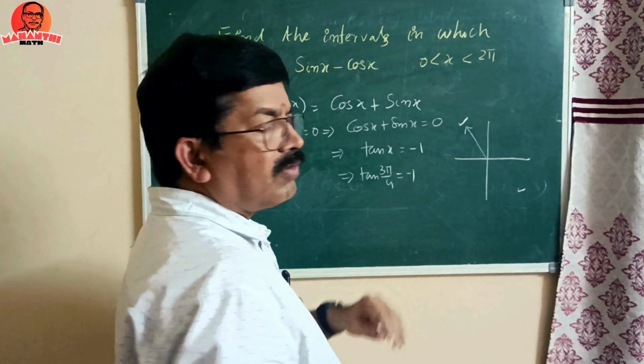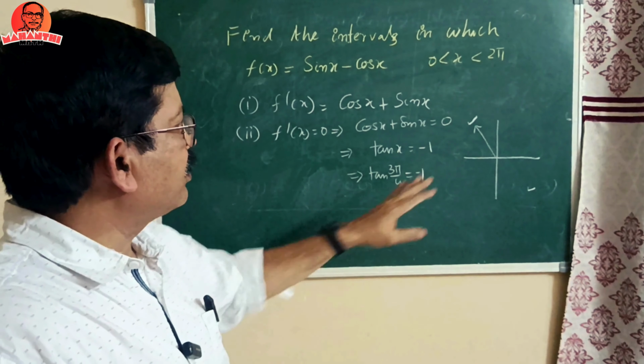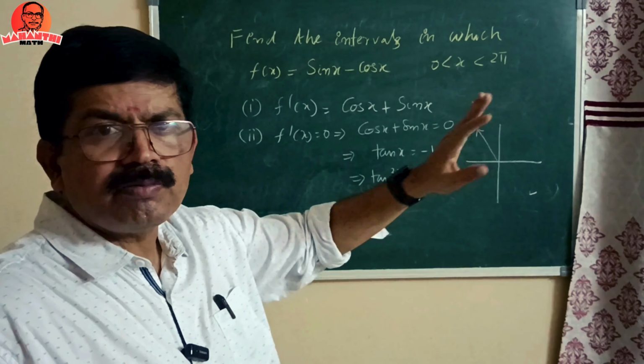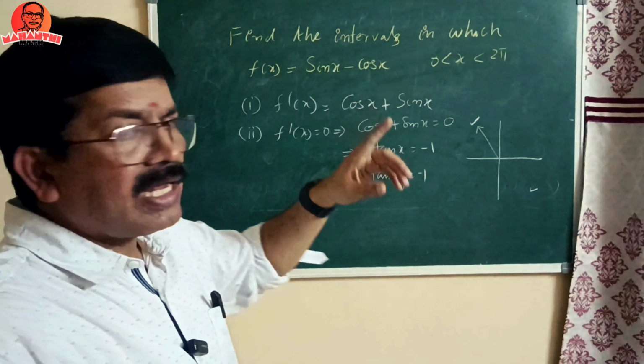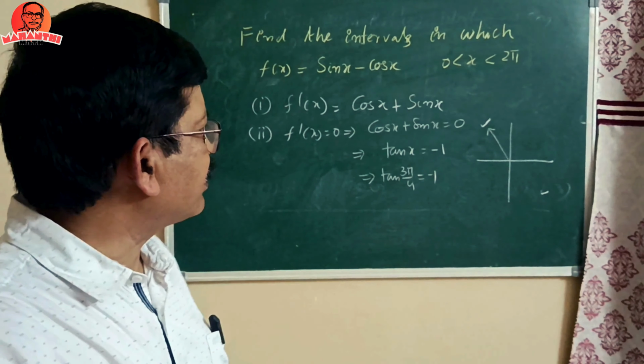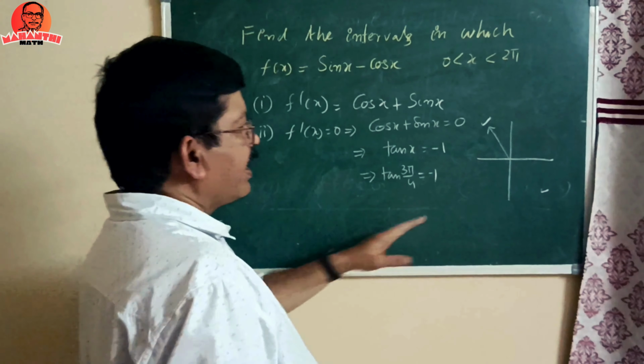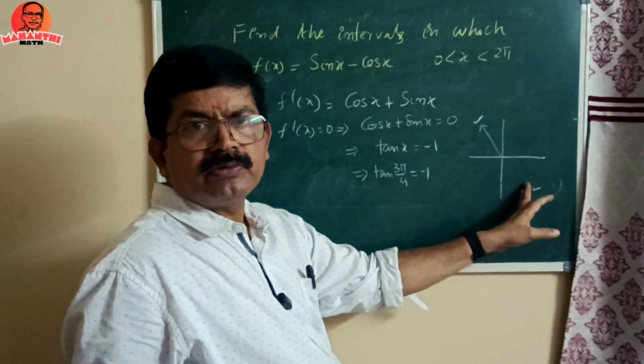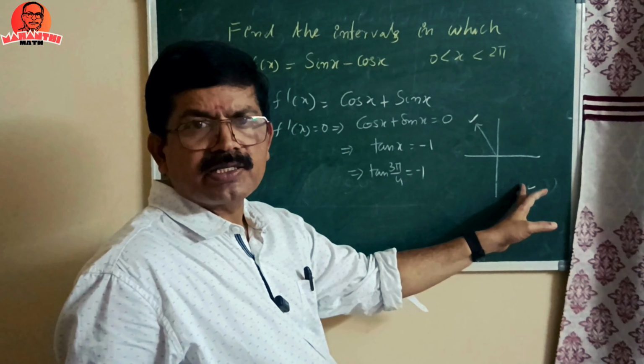How can we know tan 135 is minus 1? First of all, in second quadrant tan is negative, so minus will come. You know that tan pi by 4 is 1. 180 minus pi by 4, you do that. Then you will get this one. Next, again in fourth quadrant, it is negative. So here also possibility is there to get minus 1.